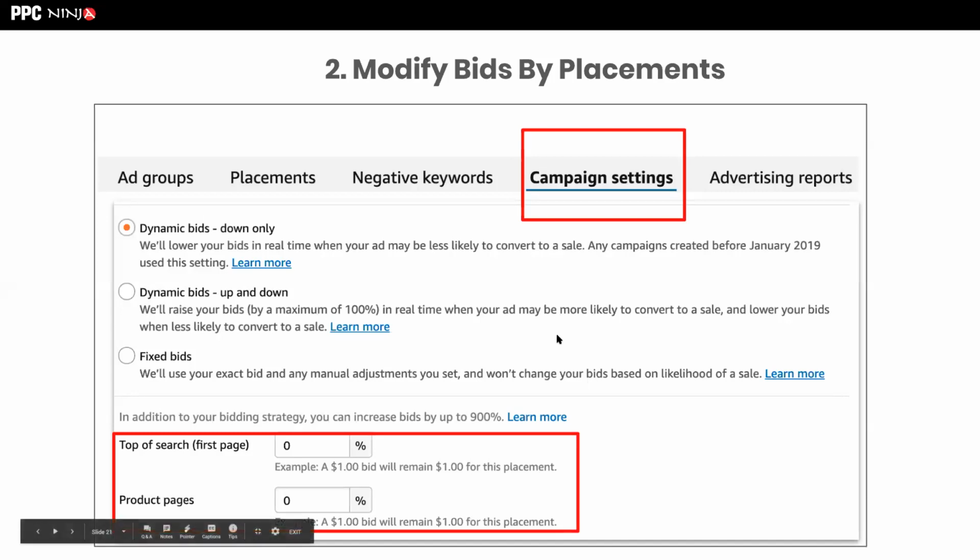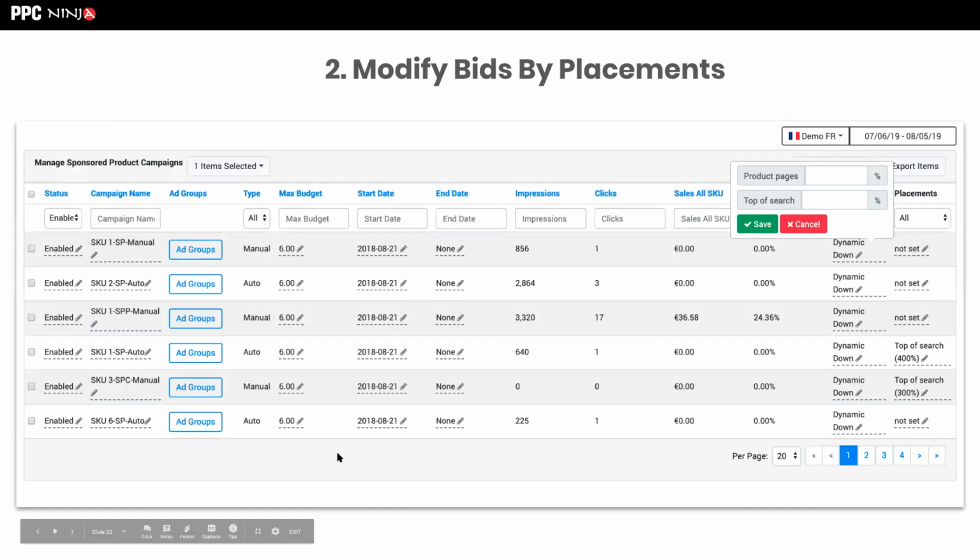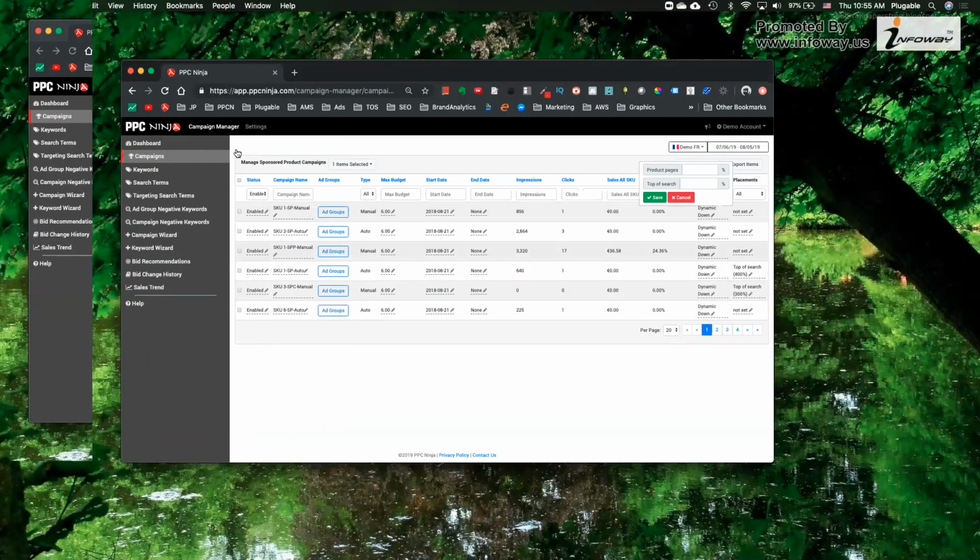So you could do this one by one, which is to go into each campaign's settings, scroll down, look at these two fields and enter those values. Or you could use PPC Ninja, which has a convenient way of changing your product page and top of search bids right here. So I'm going to show you a live version of it. So here's PPC Ninja. This is what it looks like. In the campaigns view, you can go to a campaign, simply click on product pages or top of search, change the percentage right there and save it. And you can do that without having to open up individual campaigns. You can just do all of that here. You can also search for the campaign names and then alter your bids.